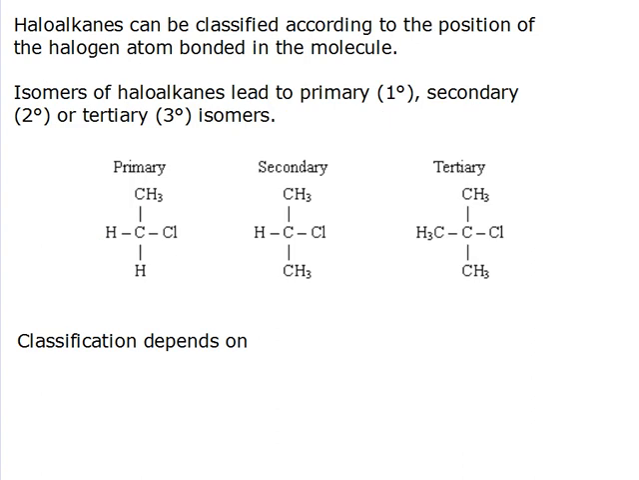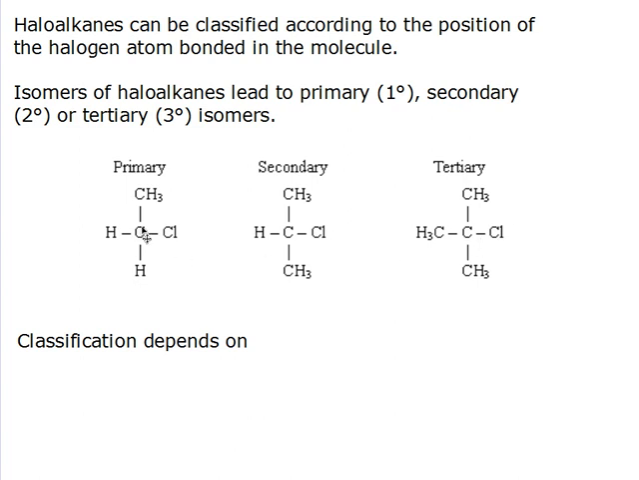Then we can classify haloalkanes according to where the halogen atom is bonded in the molecule. Isomers of haloalkanes can give us primary, secondary or tertiary versions of the haloalkanes, just like we get primary, secondary and tertiary alcohols and amines as well. Now when we look at this, we look at where the halogen group is bonded. We look at the carbon that each of the chlorines in these situations are bonded to.